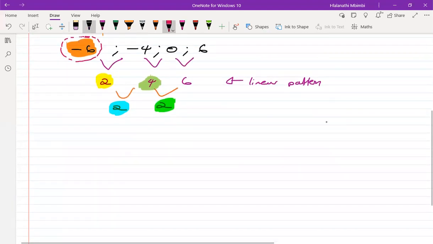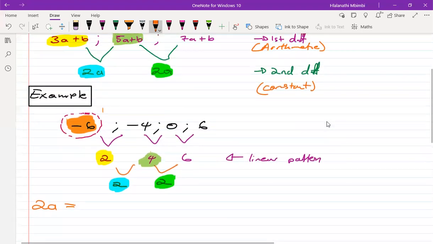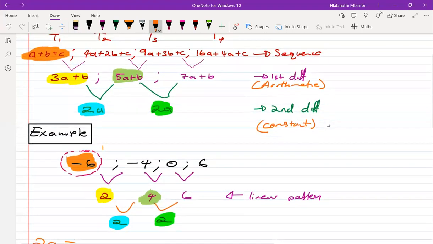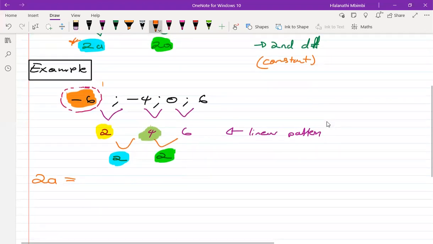The general term, our approach is going to be as follows. We're going to say that 2A is equal to, do you see this 2A over here? That 2A will be equal to 2. Are we happy? Yes, sir. So we're going to find our A. Our A is going to be 1.